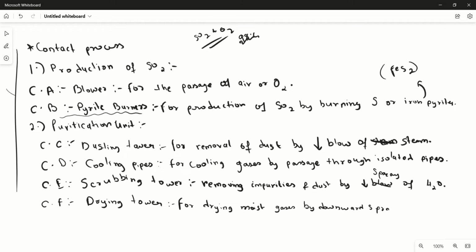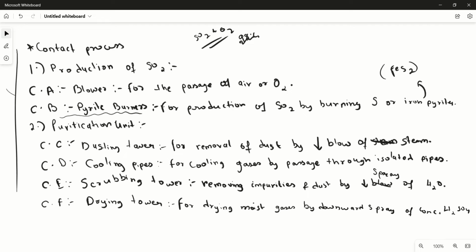So a downward spray of concentrated H2SO4. Now this is a little ironic, okay? We create H2SO4 for drying moist gases by downward spray of concentrated H2SO4. See, H2SO4 is a great drying agent. It removes all the moisture from anywhere. So that's why we use H2SO4. But why can't we use calcium oxide? Well, because it's not really that strong, basically. H2SO4 is a very good drying agent.